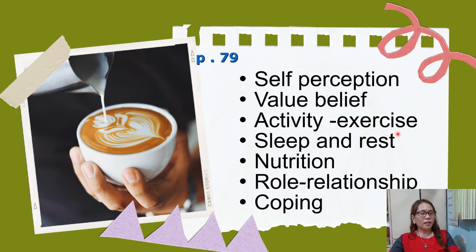Activity and exercise. What is our patient's work? Is it a sedentary lifestyle? Does the patient exercise? Attend yoga classes, Zumba, jogging, or gym? Sleep and rest pattern: how many hours does the patient sleep? Is she well-rested? Nutrition: what is her common food? What does the family commonly eat? Do they like pork? Beef? How will you know that? By food recall, or food history.